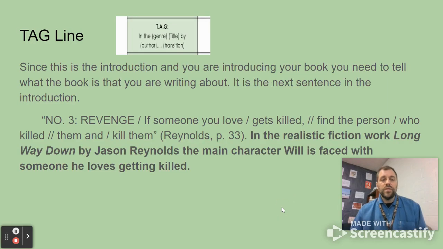Now, the next thing is the tagline. All that is saying where your book, it's part of your introduction. So it goes the next sentence in the introduction. So it would read, "In the realistic fiction work Long Way Down by Jason Reynolds, the main character Will is faced with someone he loves getting killed." Just a really quick thing about what it is that we're reading, that we're doing this report on.